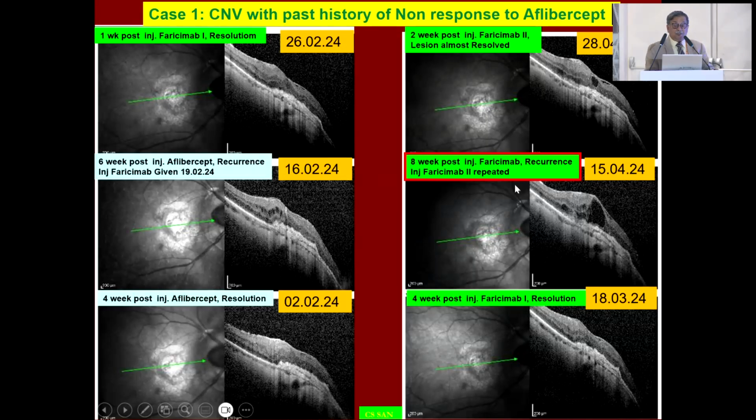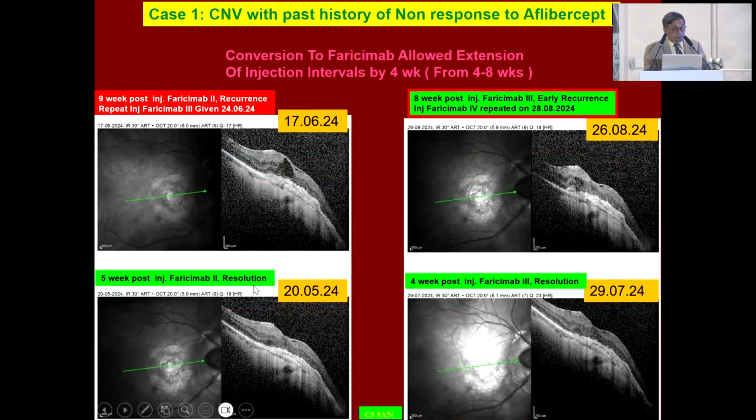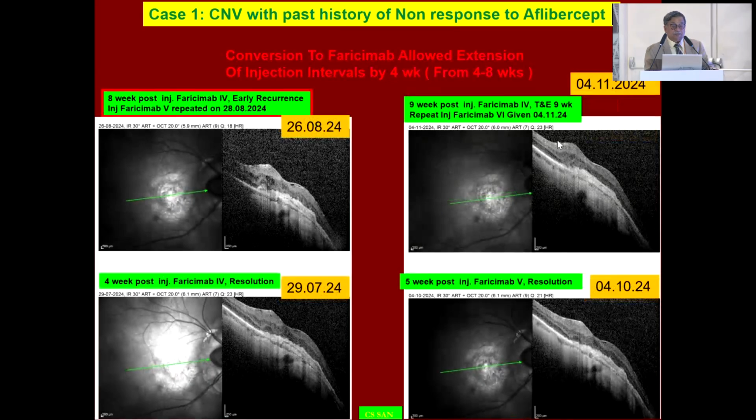And with faricimab, there was a resolution. 4 weeks, there was resolution, but by 8 weeks, there was a recurrence. So again, he received faricimab, and this time, again, resolution occurred, but at 9 weeks, we got a recurrence. So I realized that 8 weeks is probably the most we are able to do. We managed to extend him, again gave the injection. This was again at 8 weeks. And the third time, again, we put him on this and managed to take him to 9 weeks.